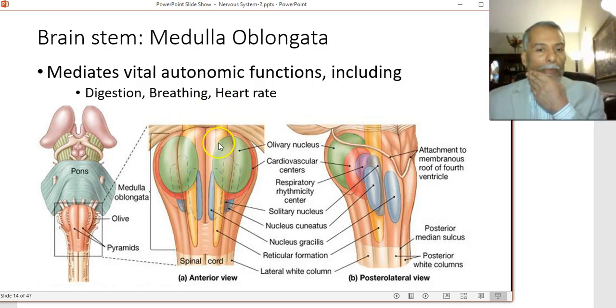Now look at the medulla, the lower part of the brainstem. It controls many autonomic functions like digestion, breathing, and heart rate. You can see the breathing centers here, for example, and there are also swallowing centers.